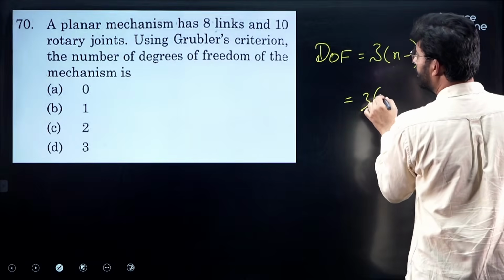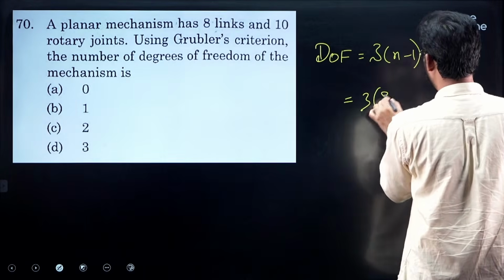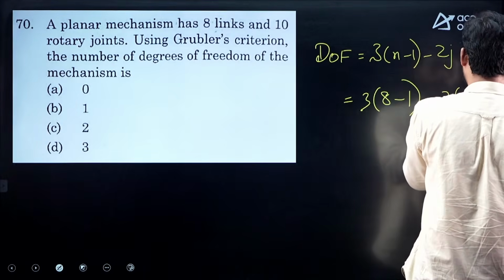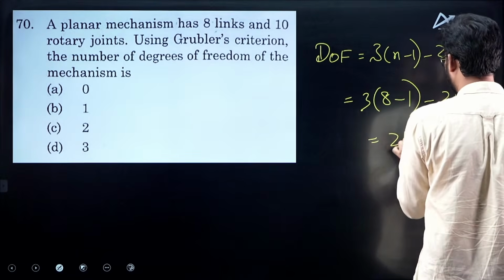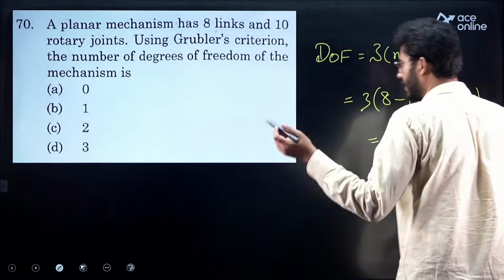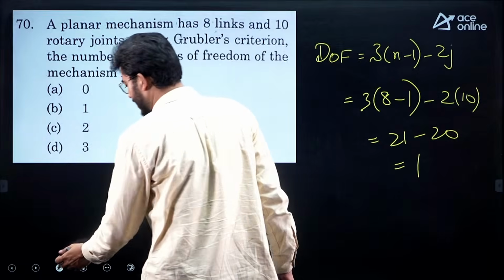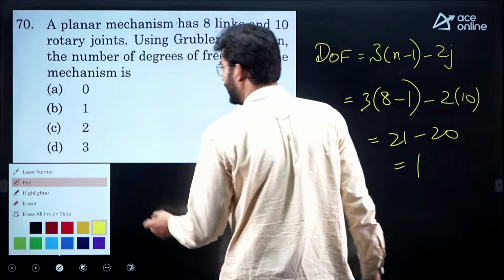So 3 into (8 minus 1) minus 2 into 10. So this is 21 minus 20, which is equal to 1. It's a completely constrained mechanism. So for this question, option B is the answer.